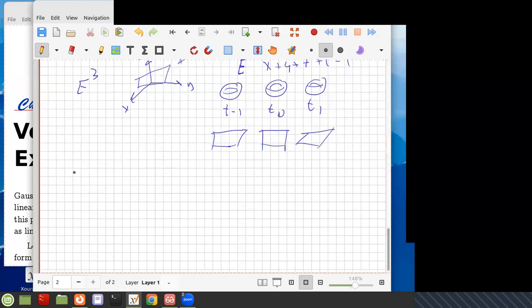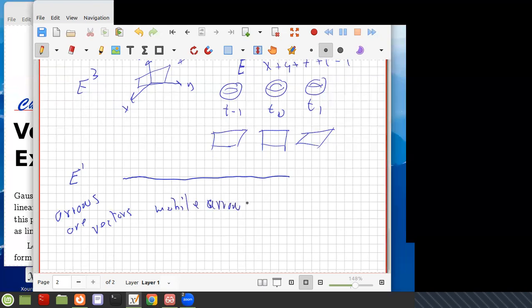Well, let's deal with E1, because in our vector space, what counts as vectors are arrows. Arrows are vectors, but they're going to be mobile vectors. They're mobile arrows. So, for example, let's say that this has a length of 2 units. This has a length of 2 units. This has a length of 2 units. All these arrows in all these cases are the same vector.